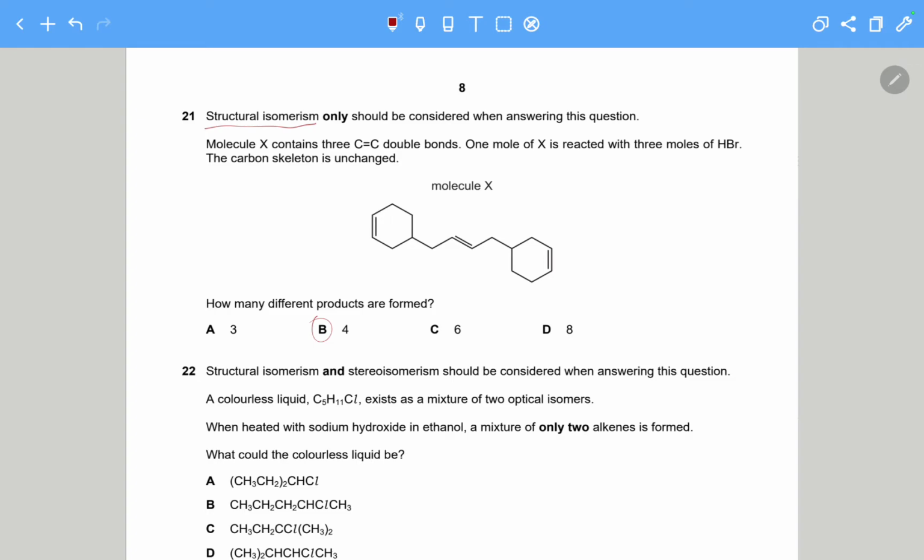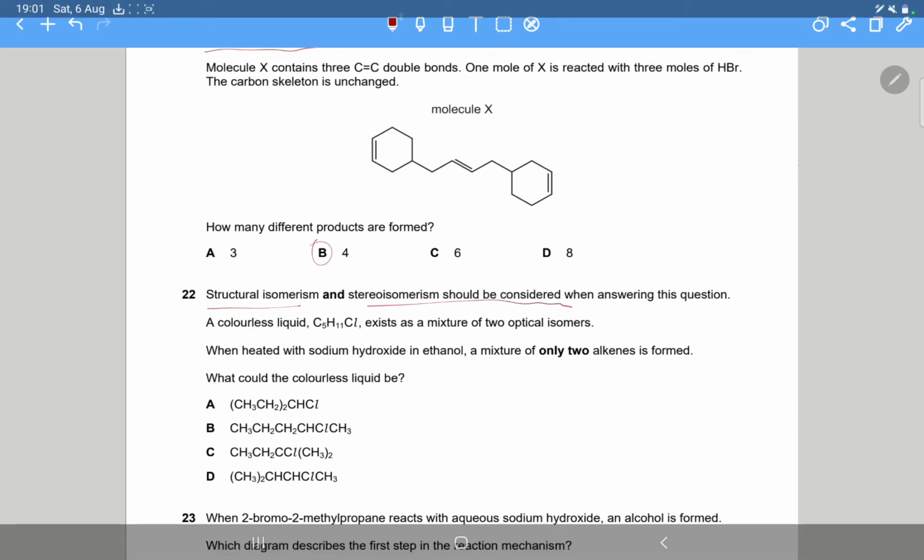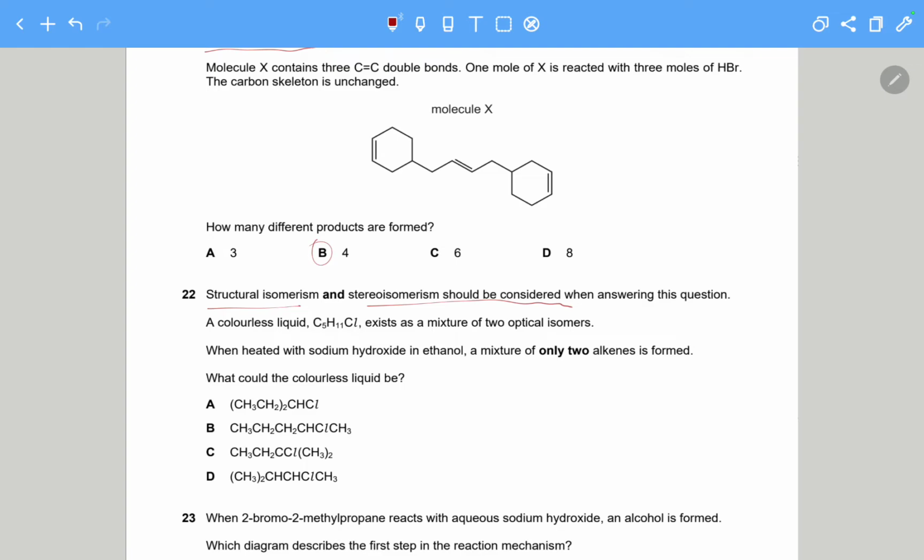And question 22, structural isomerism and stereoisomerism should be considered when answering this question. So consider both in this case. By stereoisomerism, we mean geometrical and optical isomerism as well. A colorless liquid C5H11Cl exists as a mixture of 2 optical isomers. When heated with sodium hydroxide in ethanol, a mixture of only 2 alkenes is formed. So we have these 2 pieces of information and we'll use both of them.